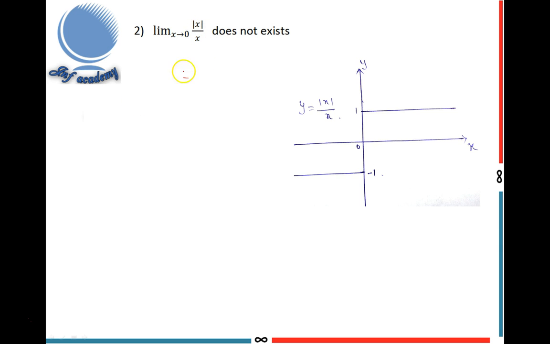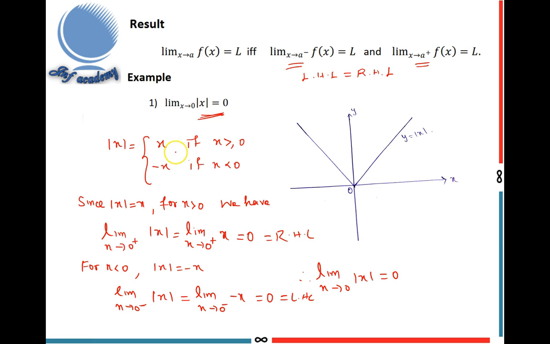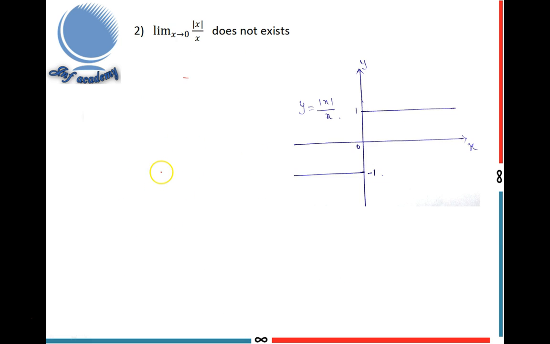How to define the modulus x function? I already defined modulus x equals x if x is greater than or equal to 0, and minus x if x is less than 0. Put x equal to a positive value, we get positive 1. Next, put x equal to negative values, we get negative values, minus 1. Okay, negative 1.